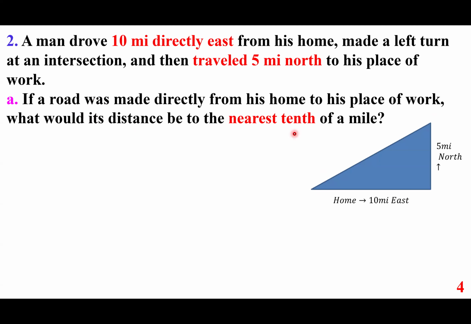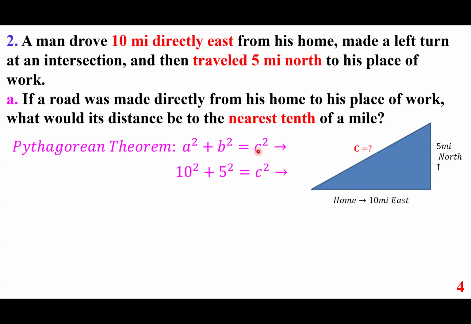So here's what we have. This is 10, this is 5, this distance is missing. So the Pythagorean theorem says a squared plus b squared equals c squared. That means 10 squared plus 5 squared is c squared. This is 100.